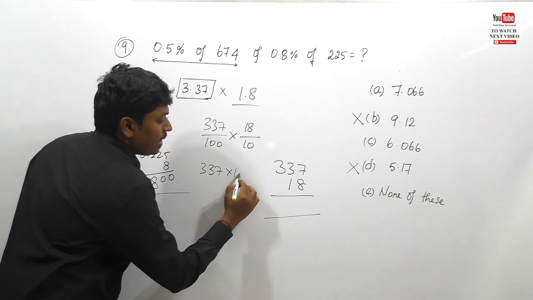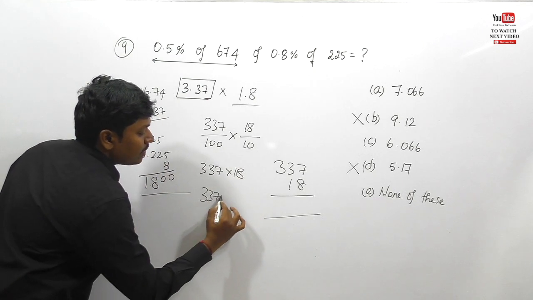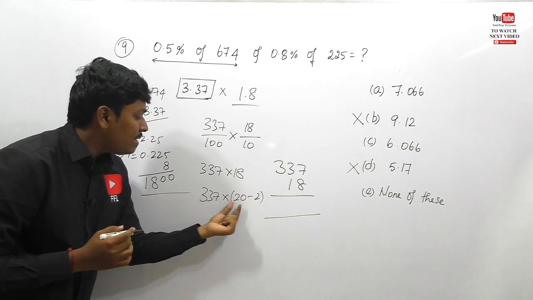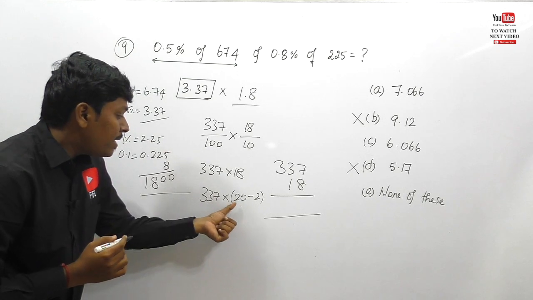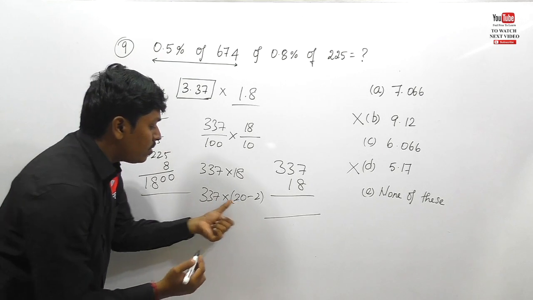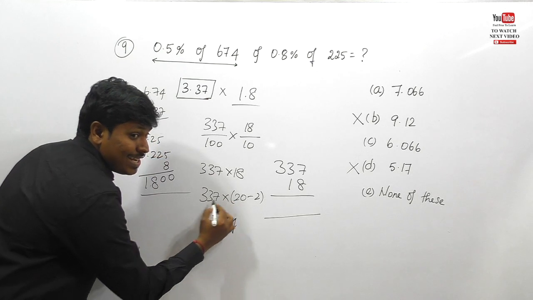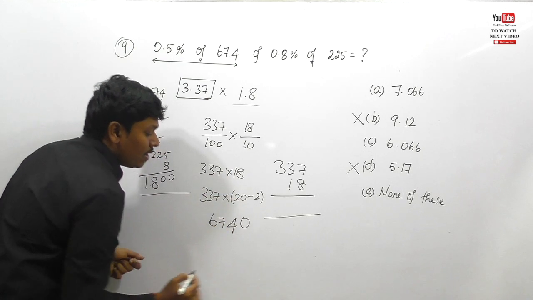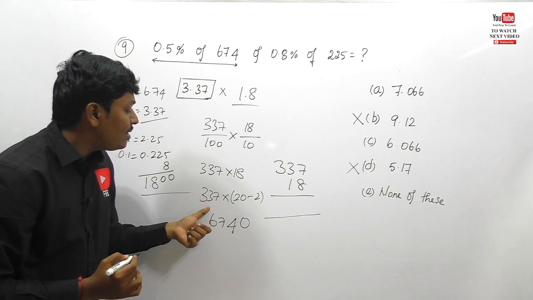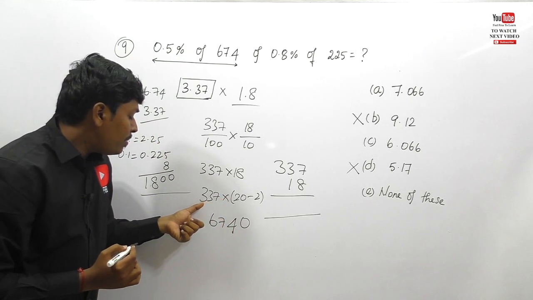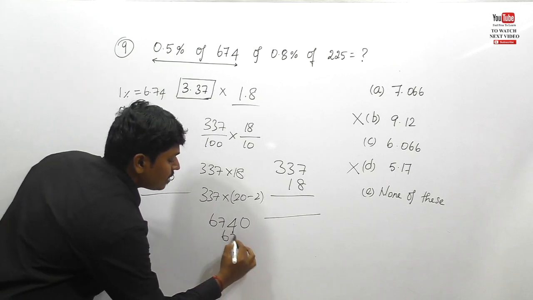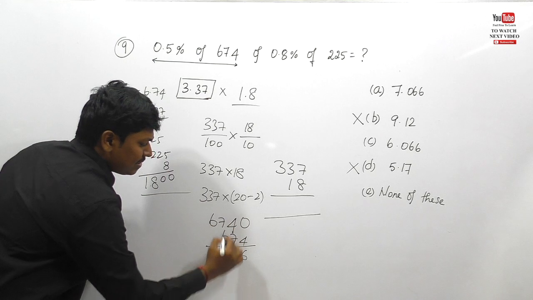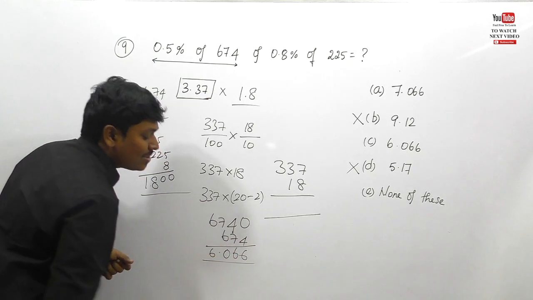337 into 18, right? This can be written as 337 into 20 minus 2. It is easy, right? This can be easily multiplied by 2. So when we multiply this by 2, friends, listen carefully. 7 into 2 will be 14, remainder will be 1. 3 into 2 is 6, 6 plus 1 will be 7. 3 into 2 will be 6, and then 0. 6740 will be 337 into 20. And we need to multiply 337 into 2, that is 674. So finally we subtract and we got 6.066.